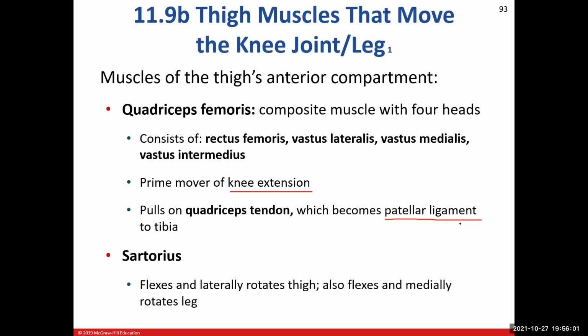Okay, the one leg that's straight will be the up and down position of the numeral, and then your bent leg will be the bending part. So one leg will be this, and then the other leg that you bend will give this. All right, and so that's what we're talking about. Sartorius is going to flex your thigh, laterally rotate, basically turn your knee outwards, and then it'll also flex and medially rotate the leg. Sartorius does a lot.